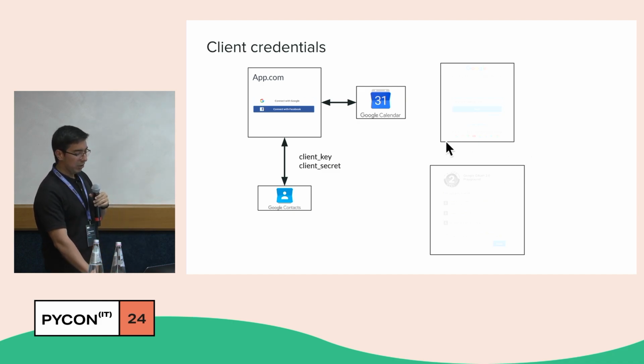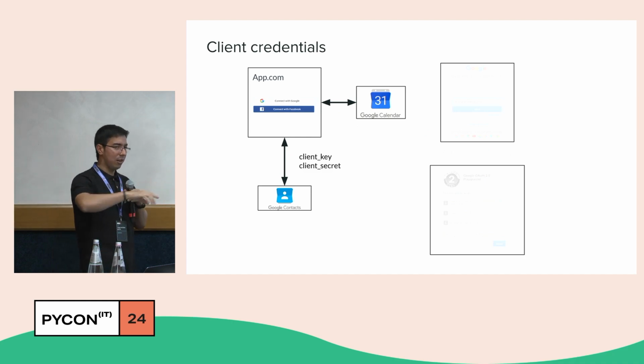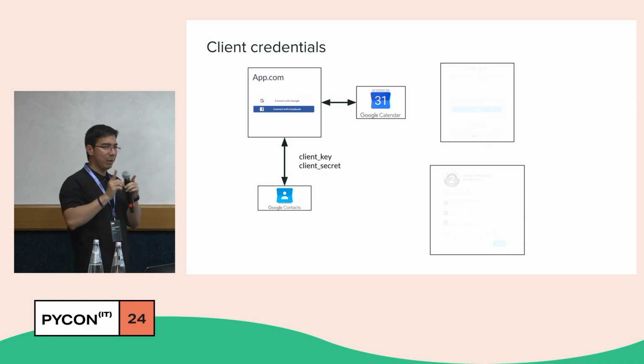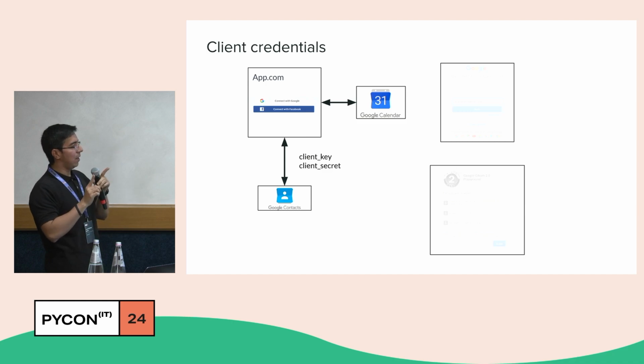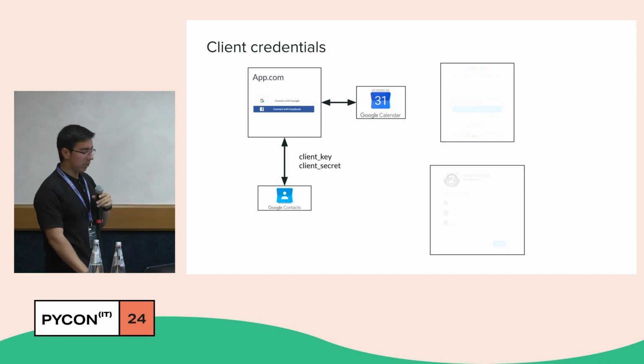The client credentials flow is for when your applications want to access resources directly, like Google Contacts or Calendar, without requiring the user to log in. That's an agreement that your app needs to have with the identity provider. And once it's done, you can just access the resource without user credentials.